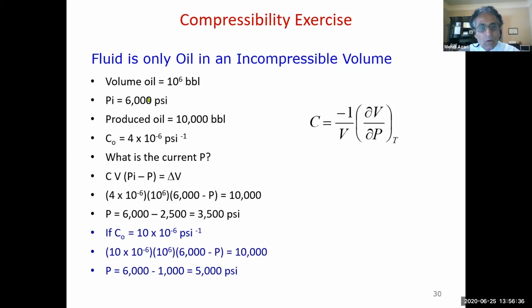All right. So 1 million barrels of oil in a reservoir, assuming that this is only oil. This is very simple because there's no water, no gas, nothing. So if it's only oil, reservoir pressure 6,000 drops to 3,500 if I produce 10,000. Now, this was for CO of 4. For this, everything else is the same. If CO is 10, that means more compressible. Then I solve it. Pressure right now is only 5,000, so it's a lot higher than that. So you can see how important that compressibility is.